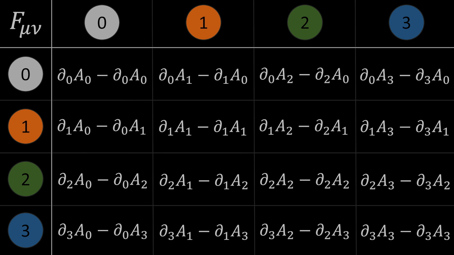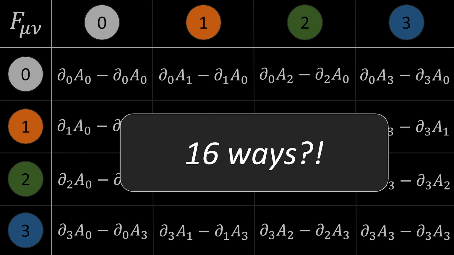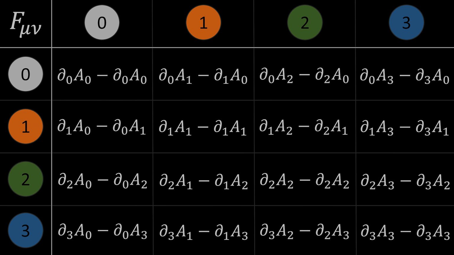But now the thing is, wait a minute, is this 16 ways? 4 by 4, that's 16? I thought there were only supposed to be 6 ways. So something's wrong here, right? But don't worry, the situation is not as dire as it seems, because if you focus on the diagonal terms, you can see that each one of these diagonals is just a thing minus itself.